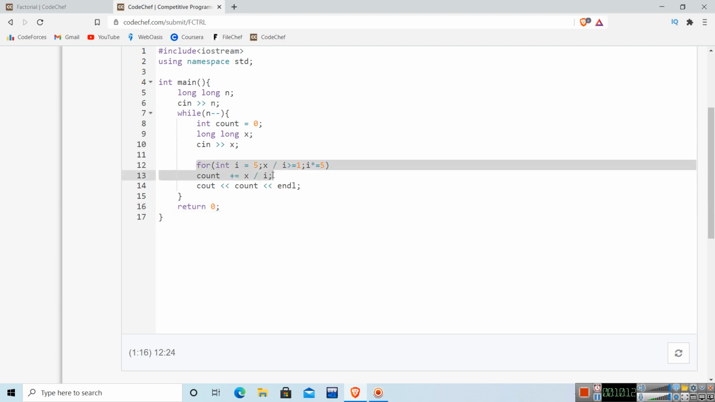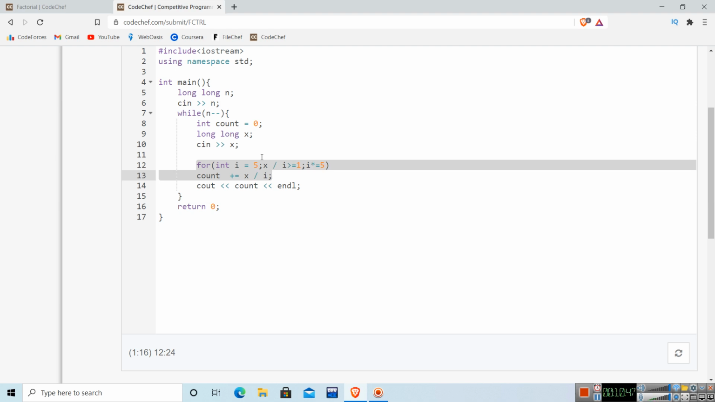What we did here. I mean, if you did not understand, I'll still explain it in the comments if you have doubts. But I explained it pretty clearly. Let me explain that again. Suppose we take the input as 100. That means we are searching in 100 factorial. That means for int i equal to 5, x by i greater than or equal to 1, i star equal to 5. Every time we are checking for the powers of 5. Okay. So in 100 we have 5, right? 100 by 5 is what? 20. So count will be 20.